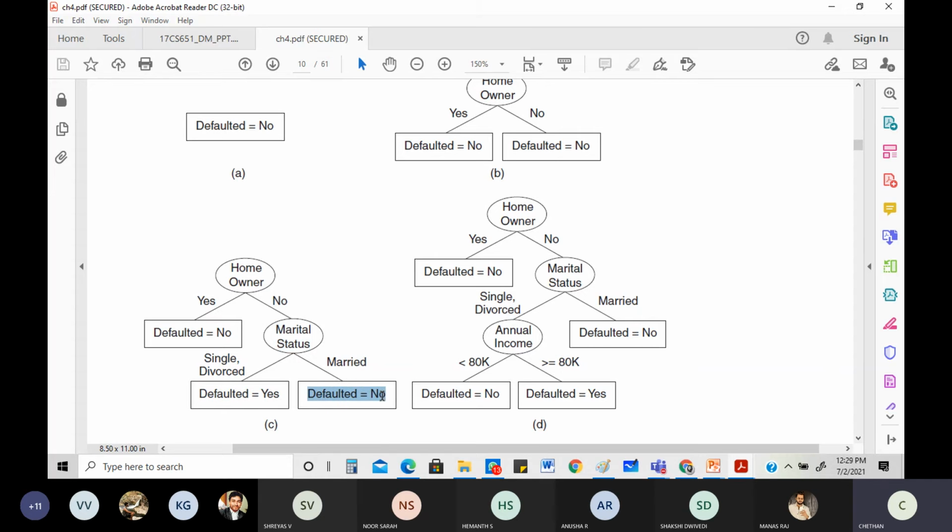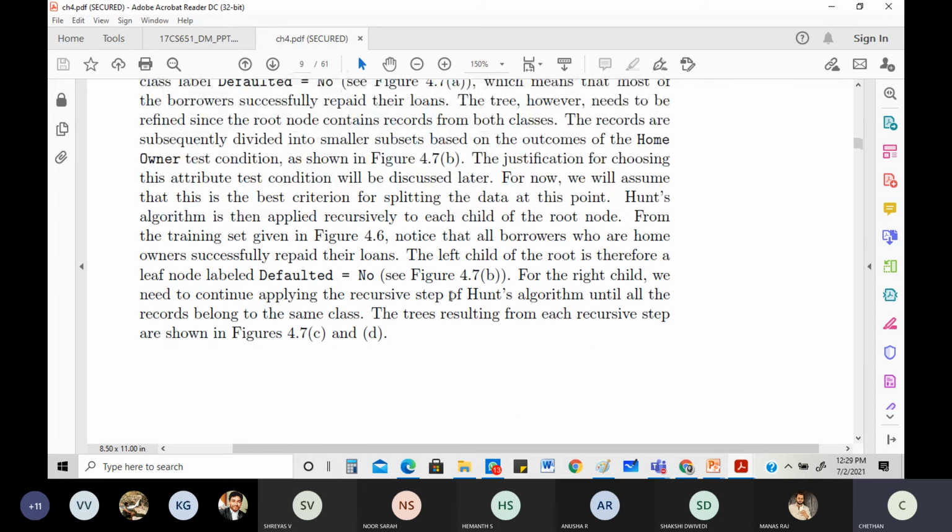Married people, no. Then once you figure out those two, you have one more field, which is the income. Based on that you look at annual income: less than or equal to 80k, you say defaulted, yes. More than 80k, defaulted, no. He's got more money even though he's married, so he'll be repaying his loans. This is how you do what is known as recursion.